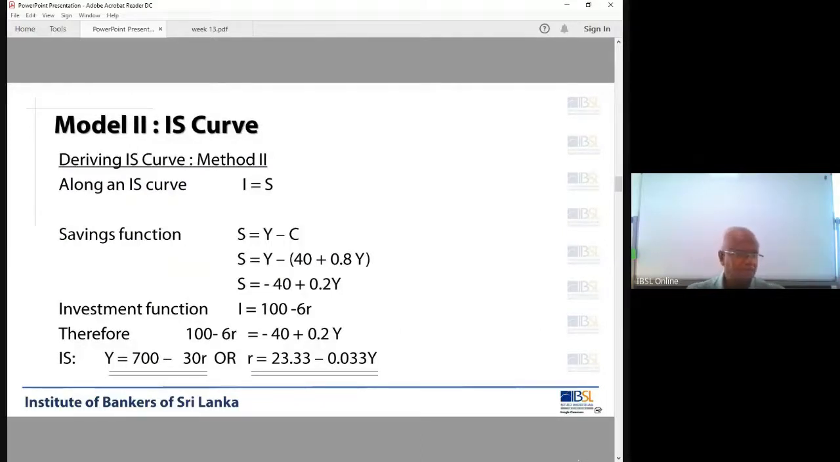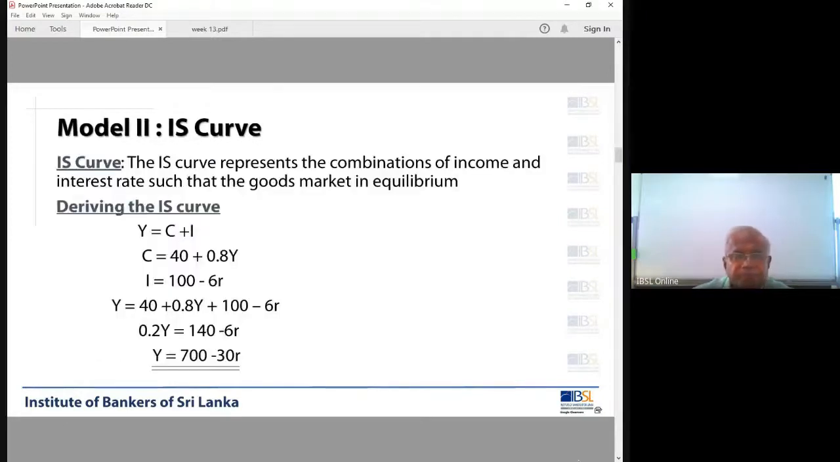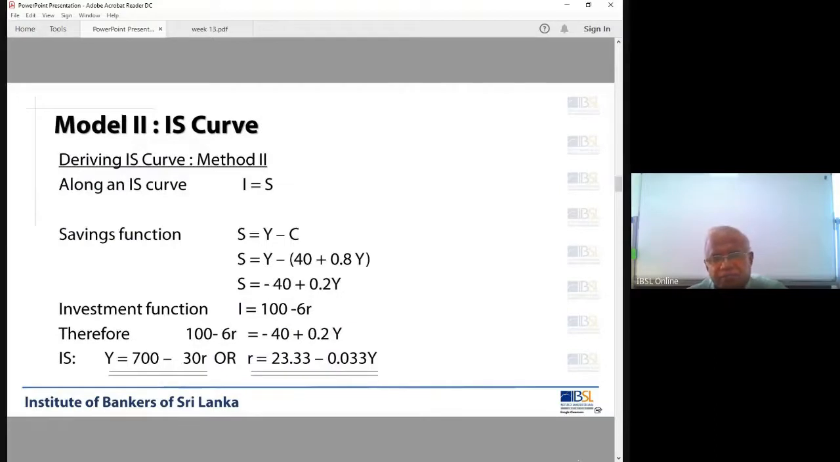We know along the IS curve, investment equals savings: I equals S. We derive the S curve: minus 40 plus 0.2Y. Investment is 100 minus 6R. Earlier model, remember, 100 minus 6R. This is the investment function, and this is the savings function. Investment equals savings: 100 minus 6R equals minus 40 plus 0.2Y.